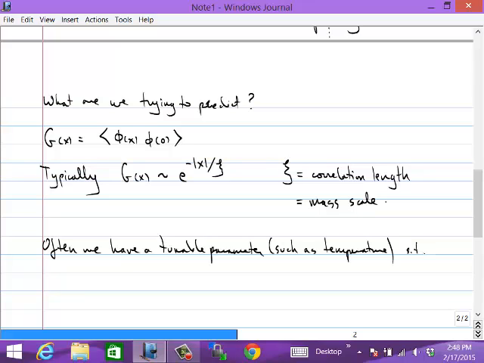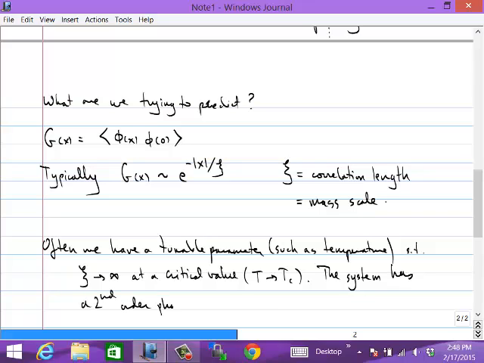And the system has the property that the correlation length diverges at a critical value, say the temperature approaching Tc of this tunable parameter. And when this happens, we say that the system has a phase transition, and in particular, this sort of phase transition, where the correlation length goes to infinity, is called a second-order phase transition. Also sometimes referred to as a critical point.